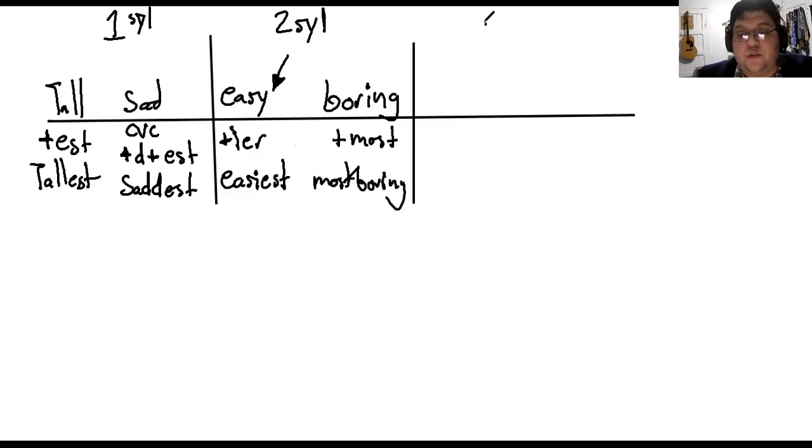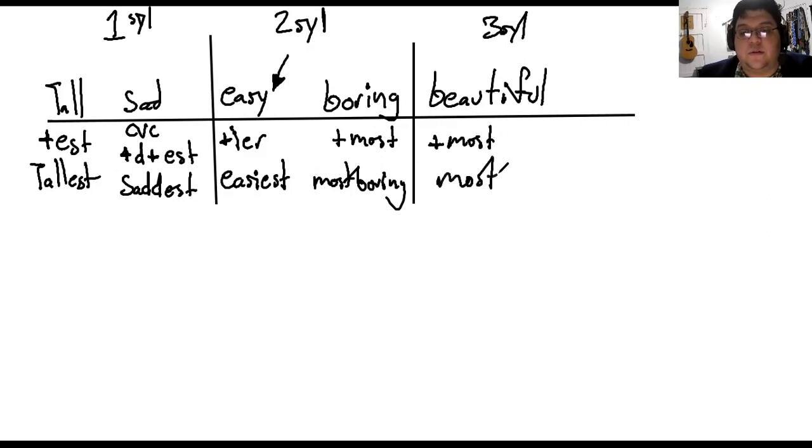And if the word is three syllables or more, okay? If the word is three syllables or more, for example, beautiful, then you're just gonna add most. Most beautiful. And that's it. That is how you do it for superlatives. You see, it's the same thing.